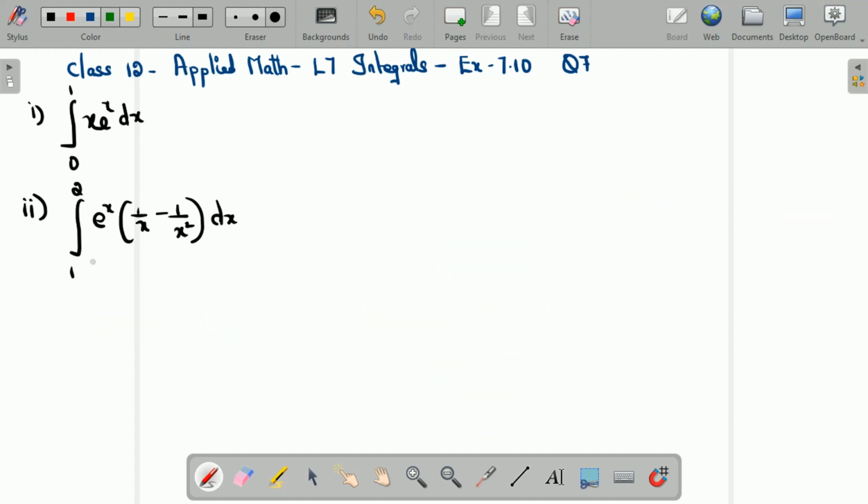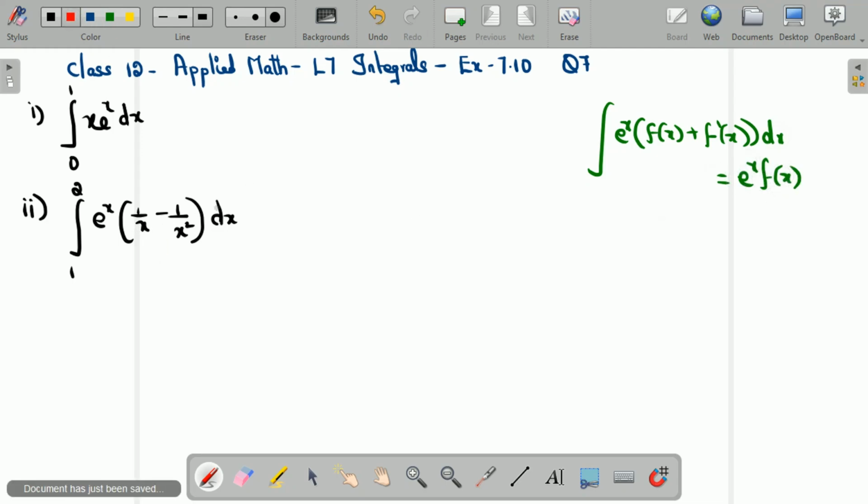Second subdivision, integral 1 to 2 e power x into (1 by x minus 1 by x squared) dx. This is of the form integral e power x into (f of x plus f dash of x). If this is the integration, then the answer is e power x f of x. So let's apply this directly. Here e power x is matching, so that is not the problem.